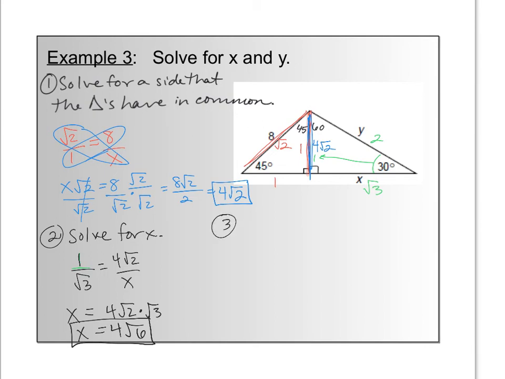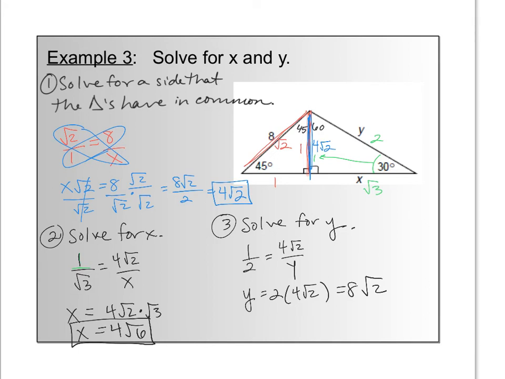Step number 3 is going to be solve for y. Now our triangle is already labeled, and I'm going to use that 4 root 2 again. So the 4 root 2 has a ratio of 1 to 2 with y. So a ratio of 1 to 2, and then I have 4 root 2 and I need y. Cross multiply, y times 1 is y. 2 times 4 root 2 is 8 root 2. So y equals 8 root 2.